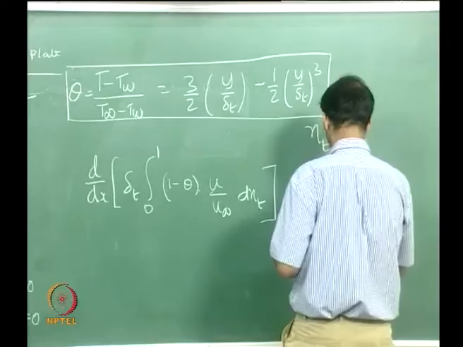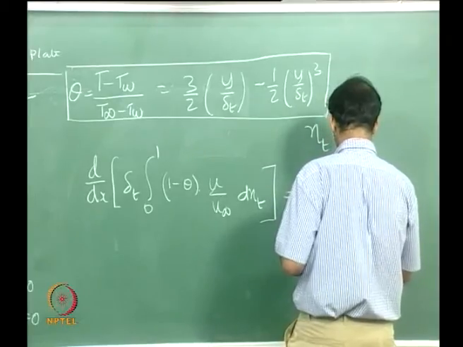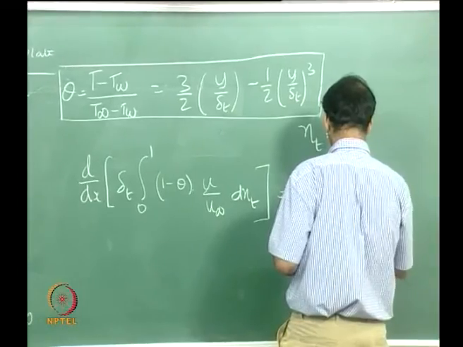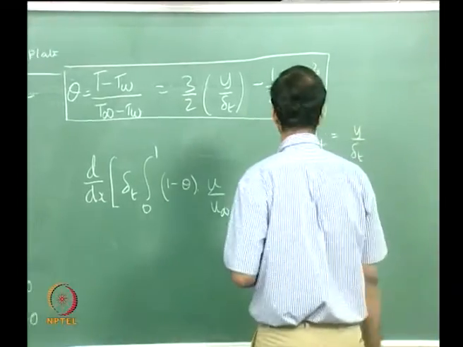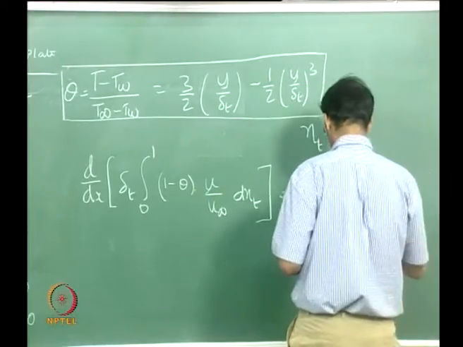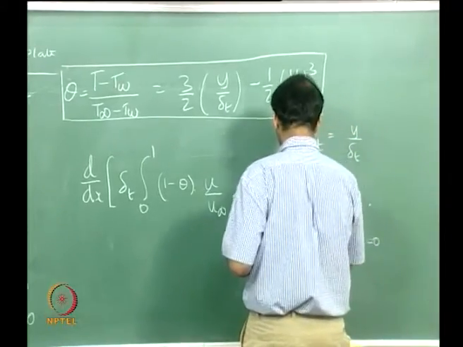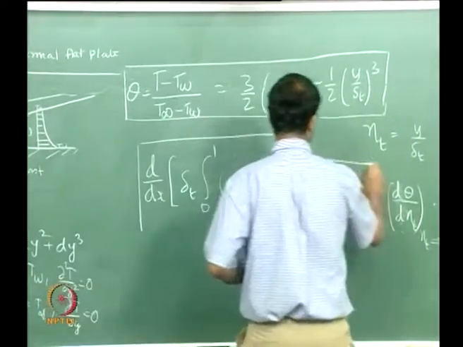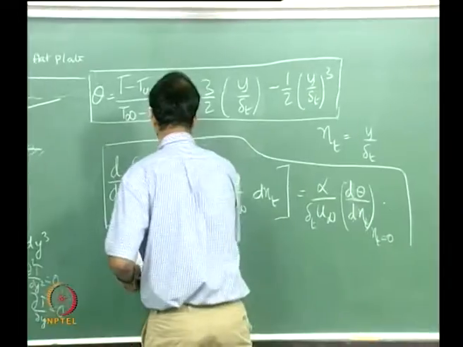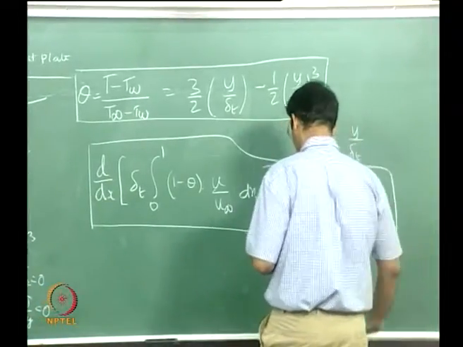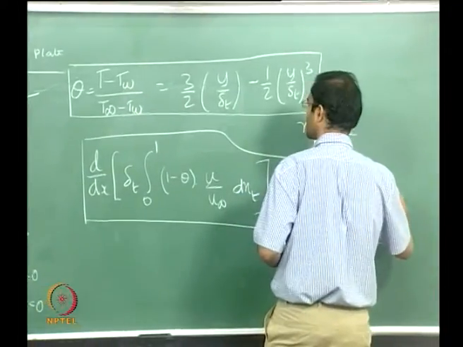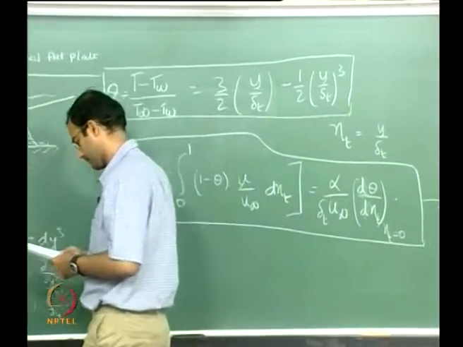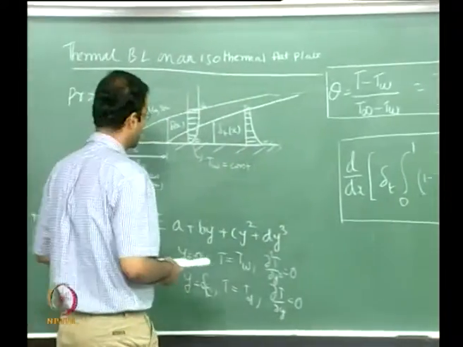So at eta t equal to 0, this is d theta by d eta t at eta t equal to 0 into d eta t by dy, which is again 1 by delta t. I will keep the delta t here. So this is the non-dimensional form of the energy integral. Let me call this number 1. Everybody is clear?